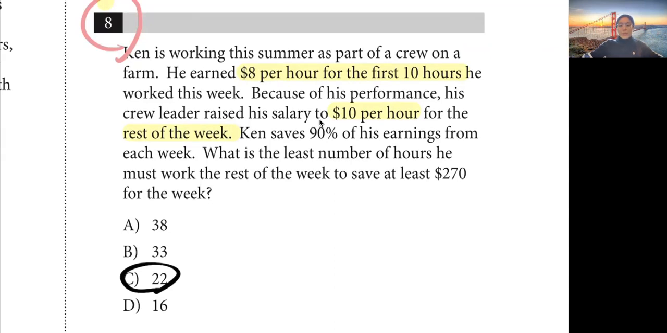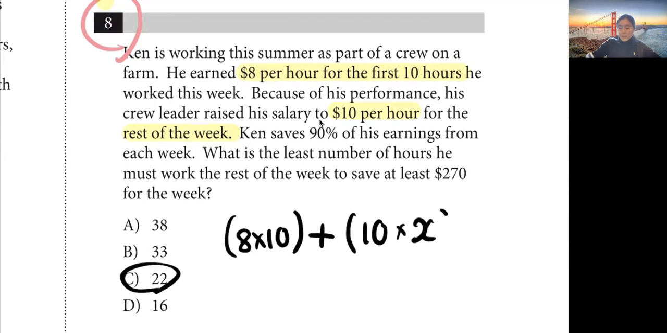So $8 per hour for 10 hours means 1 hour, $8, 2 hours, $16, and so on. So we need to multiply these two together. 8 times 10. Okay, but that's not all. We need to add it to the $10 per hour, his raised salary. But we don't know how many hours he worked with the raised salary, right? So we need to multiply it by an unknown variable, for example, x.